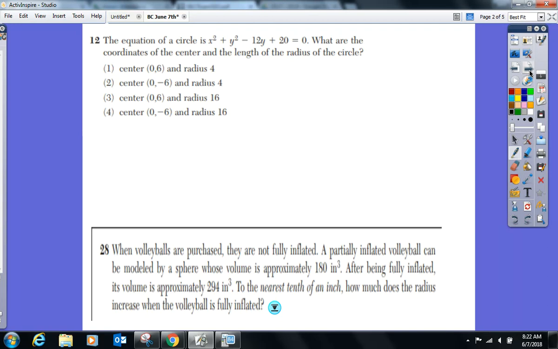Here we go, 12. Oh, he's giving me another circle problem. You're darn right I am. Must be the new June one. I am hoping that you guys are keeping track of these exams because I still have another one to give you.